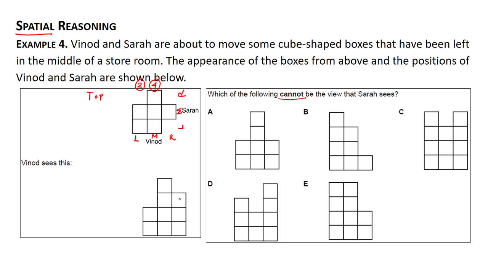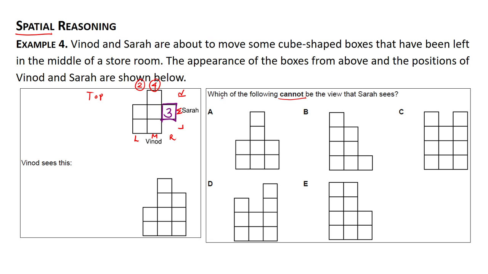And lastly, on the right of Vinod, he sees 3 stacks. But we only have 1 stack on the right of Vinod. So automatically, this will be a 3. So we are sure that this is a 3. So this is sure. We cannot delete this anymore.